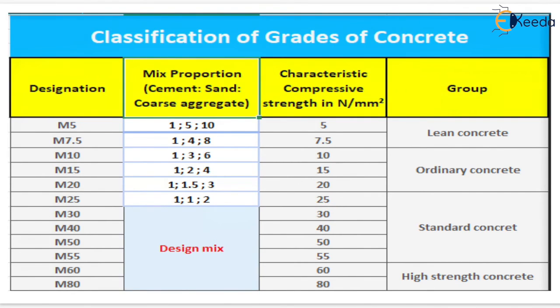Now, M5 and M7.5 are known as lean concrete. From M10 to M20, the concrete is known as ordinary concrete. From M25 to M55, the concrete is known as standard concrete. From M60 to M80, the concrete is known as high strength concrete. In the designation, M stands for mix and the second part, that is 5, 7.5, 10, stands for the characteristic compressive strength of concrete in 28 days in Newton per mm square.